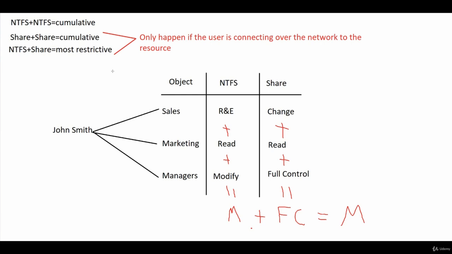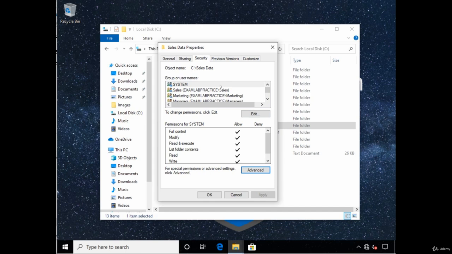Okay. Now I want to show you one more thing that will allow you to essentially tell what effective permissions somebody's going to have. Okay, so now looking back here at this ACL, I want to show you how to view the effective access privileges of a user. So I've got a user who's named John Smith, and John Smith is a member of sales, marketing, and managers. Okay, so he's a member of all three groups. Sales have read and execute, list folder contents, and read. Marketing has just read. And then managers have modify.